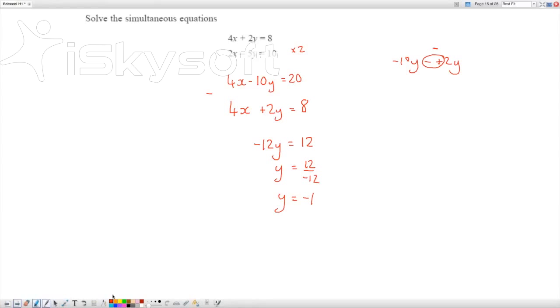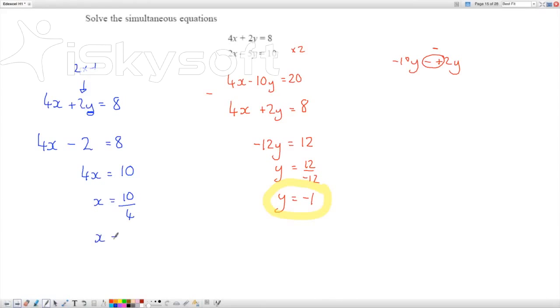Once we have found the value of one variable, in this case y, we must substitute back into the original, not any of the ones that we have changed, such as here. So let's take our first equation, 4x plus 2y equals 8. We're now going to replace our y by minus 1. So we have 4x minus 2 equals 8. Here we have 2 times minus 1 for our 2y, giving us our negative 2 here. Solving by adding 2, we have 4x equals 10. So x equals 10 divided by 4, which is 2.5. So here we have now our second value that we're trying to find, x being equal to 2.5.